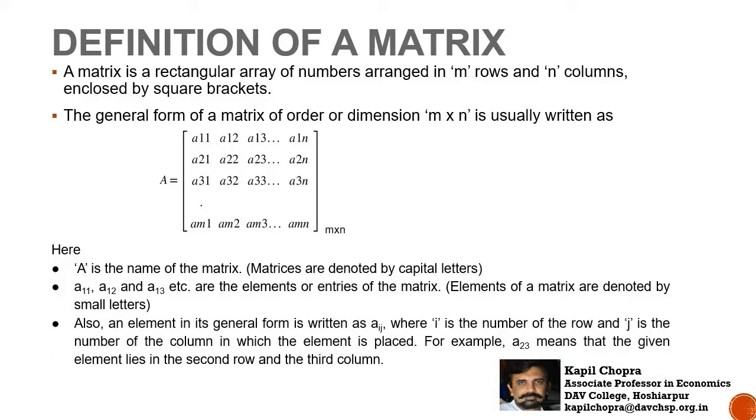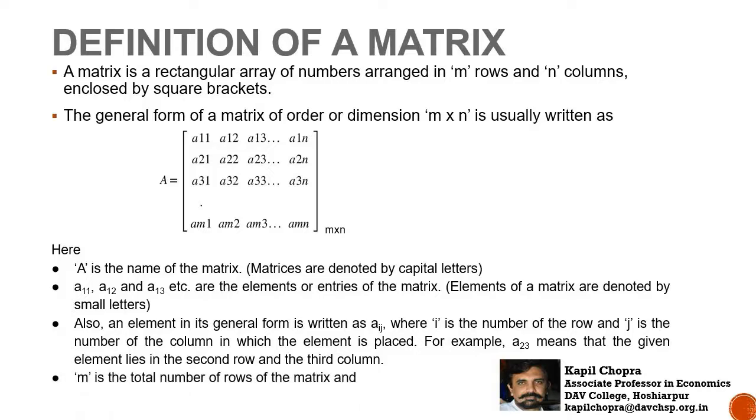Also, an element in its general form is written as Aij, where i is the number of the row and j is the number of the column in which the element is placed. For example, A23 means that the given element lies in the second row and third column.